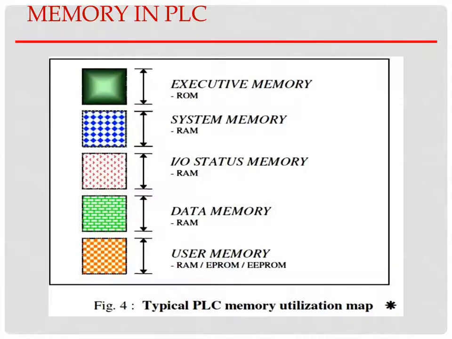Next is IO status memory. It is also RAM type of memory. In the IO status memory, the input output devices status is stored. So status will be either true or false, that is either on or off, and that status is stored in IO status memory. Next is system memory. In the system memory, the operating system related to that PLC is stored. This operating system is dependent on the make of the PLC.